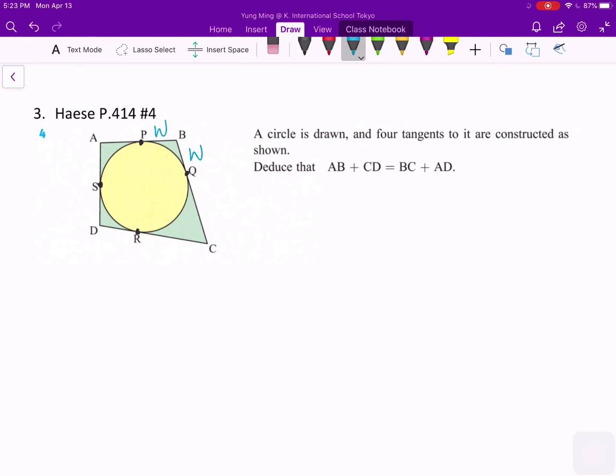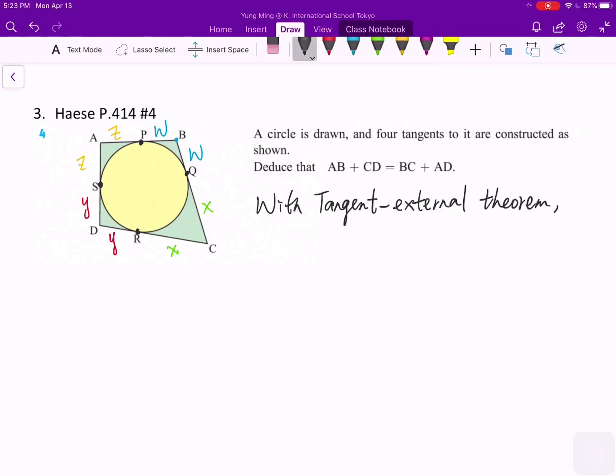Because of the tangent external theorem. Here's an external point, so the distances should all be the same. Same thing. If this is X, this one has to be X. We can keep going. This is Y and this is Y. And lastly, if this is Z, this has to be Z. So we'll basically just put one sentence over here to explain everything. With the tangent external theorem, we have W, X, Y, and Z as shown, and that explains everything.